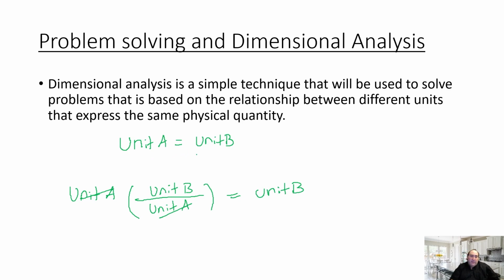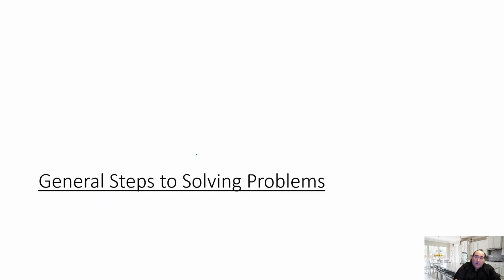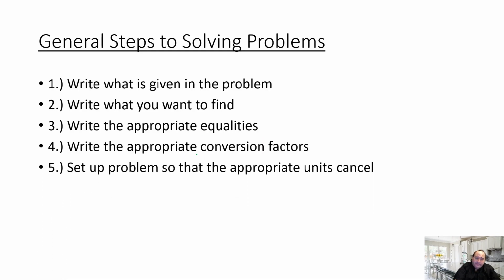If you are solving for one unit by itself, that unit should end up on top. If you're solving for two units, you may have a unit on top and a unit on the bottom, like what we just did with feet per minute, I think, is what we ended up with. There are several steps that you could follow when you're doing these types of problems, and let's talk about them.